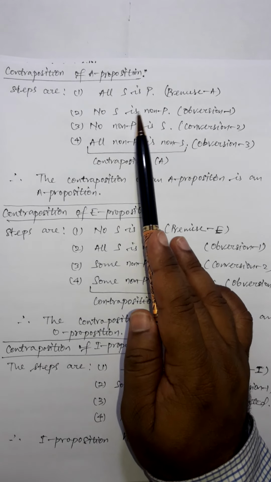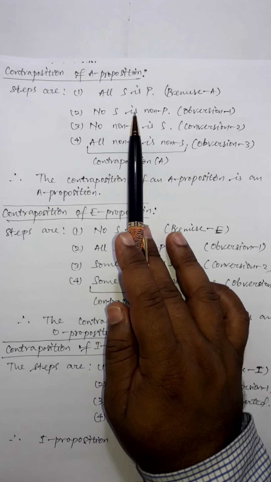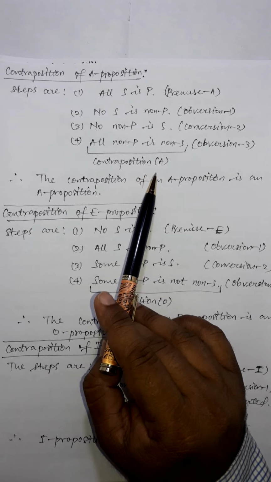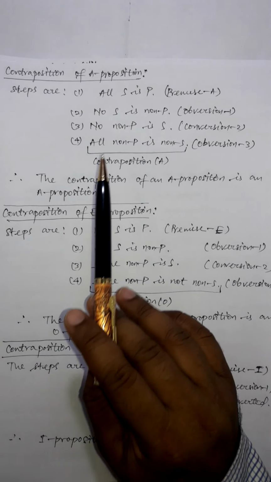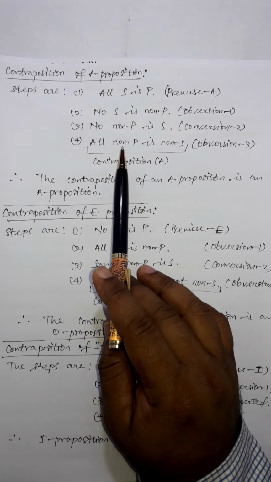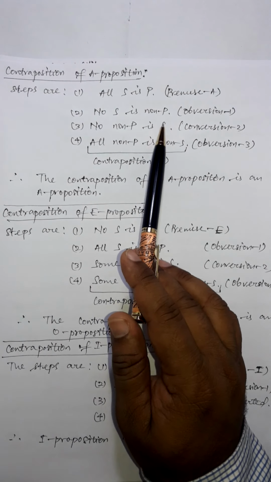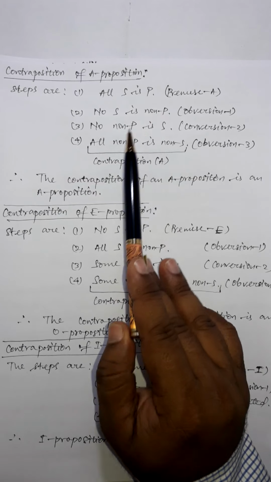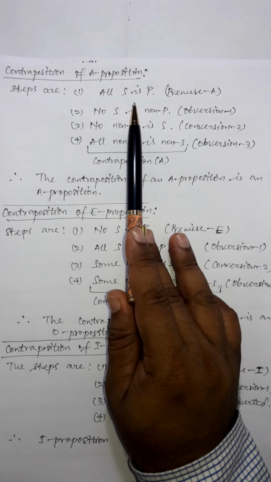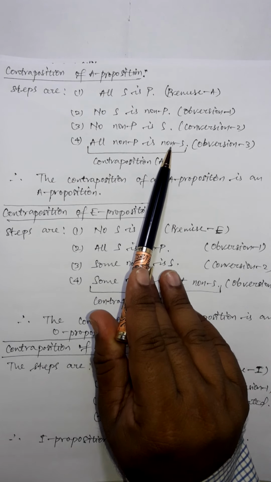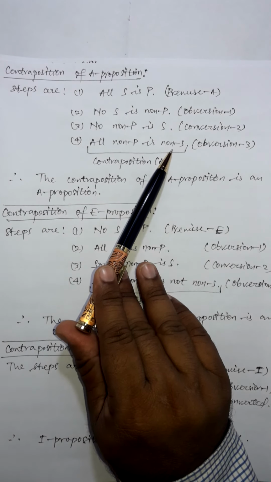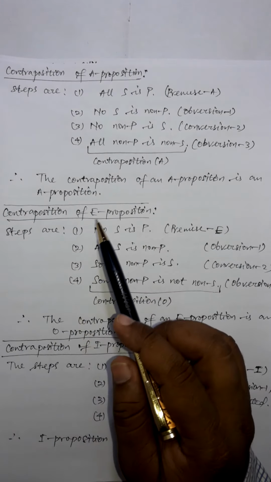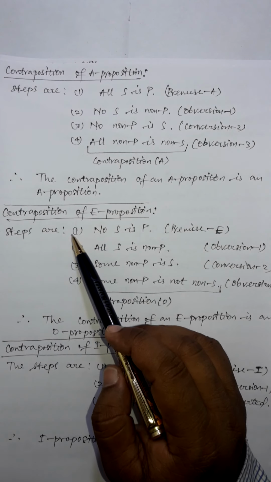So the contraposition of A type proposition will be again an A type proposition. And here everything remains the same, only the subject S is changed by negative P, the predicate, and the predicate P is changed by negative S. In this process we obtain the contraposition of A type propositions.